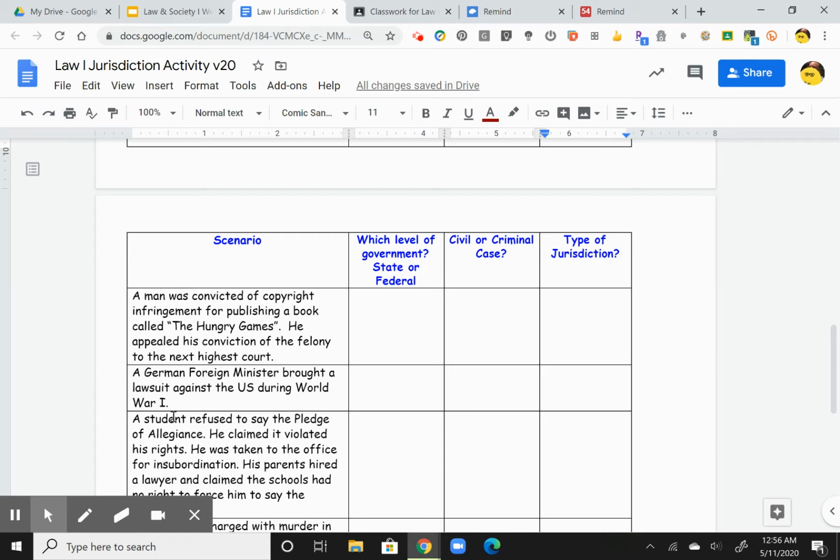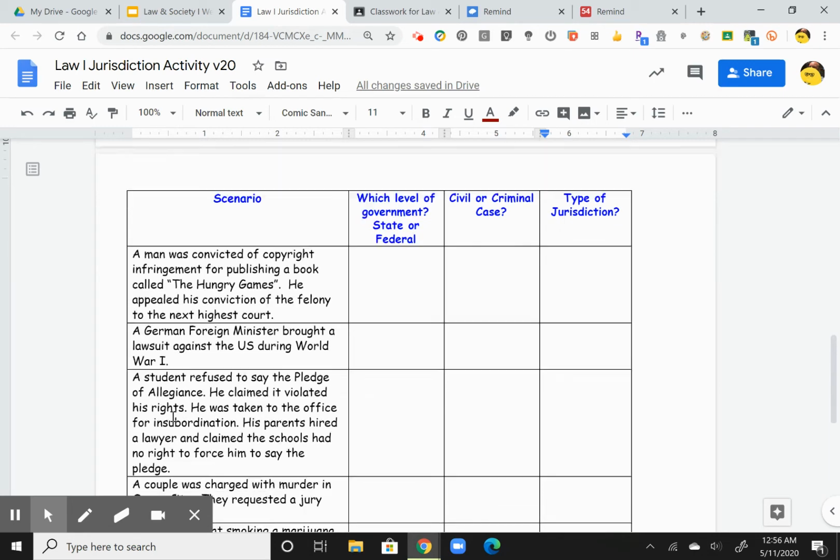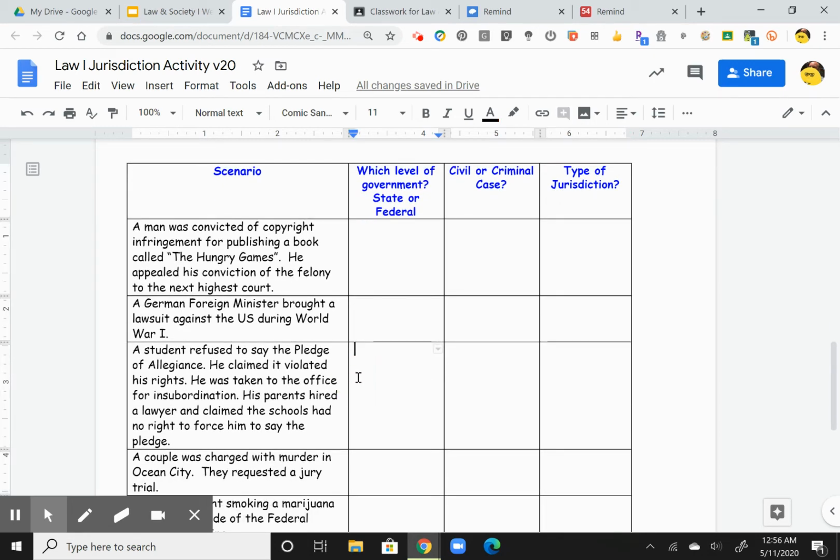Let's go with copyright infringement. Where's my copyright infringement? Okay, here it is. I'm not going to give all of these away. I'm just going to talk about copyright infringement for publishing a book called The Hungry Games. Appeal. Okay, so clearly this is a copyright infringement. It's The Hunger Games, right? He builds his conviction to the felony to the next felony to the next highest court.